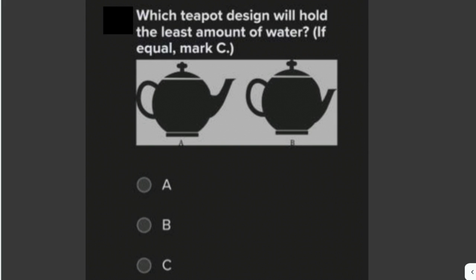Which teapot design will hold the least amount of water? If equal, mark C. So we're given here 2 teapots. Take a look at the 2 teapots here. Notice that teapot A's spout is at the same level as the lid, while in teapot B the level of the spout is lower than that of the lid. Therefore, the answer here is B, because the water in teapot A will overflow only when the water reaches the level of the lid. However, the water in teapot B will overflow when the water level is at the top of the spout here.